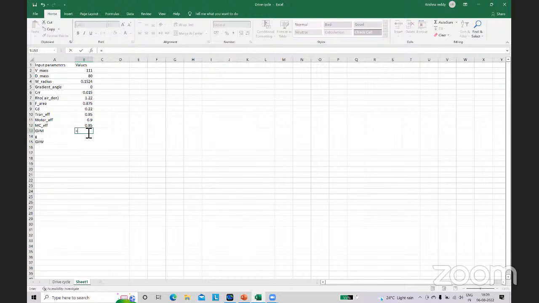And for GVM, as we mentioned, it is the sum of vehicle mass and driver mass. And G is 9.81. Here I'll put an equal sign, select GVM, multiply with 9.81 and press enter. So this will be your GVW value, which is in newtons. Just try to put the units from your side.